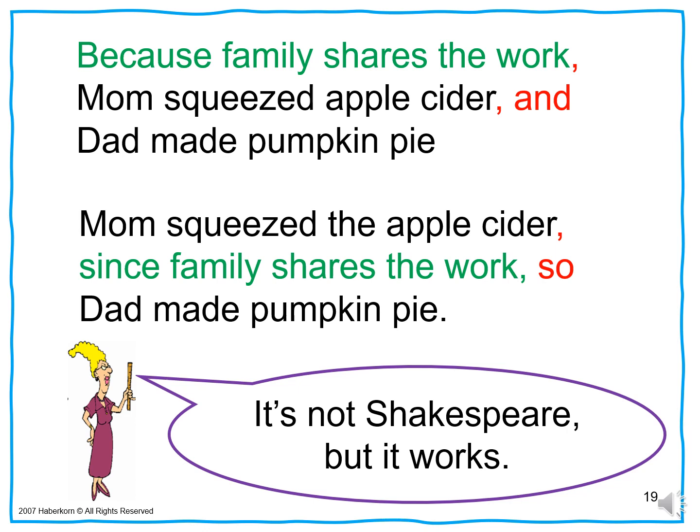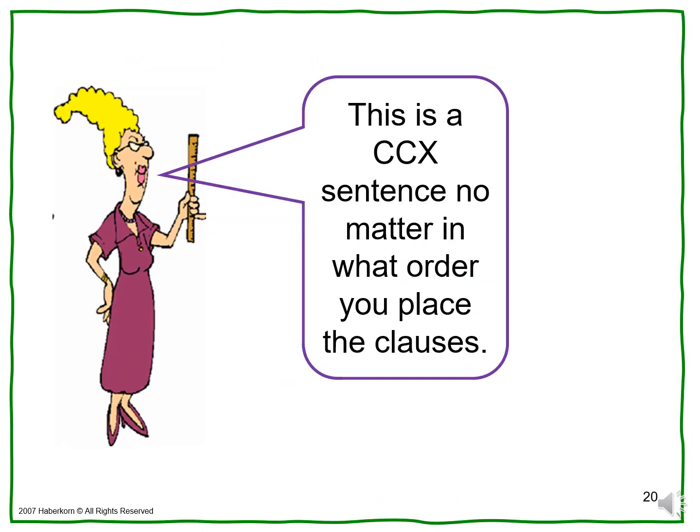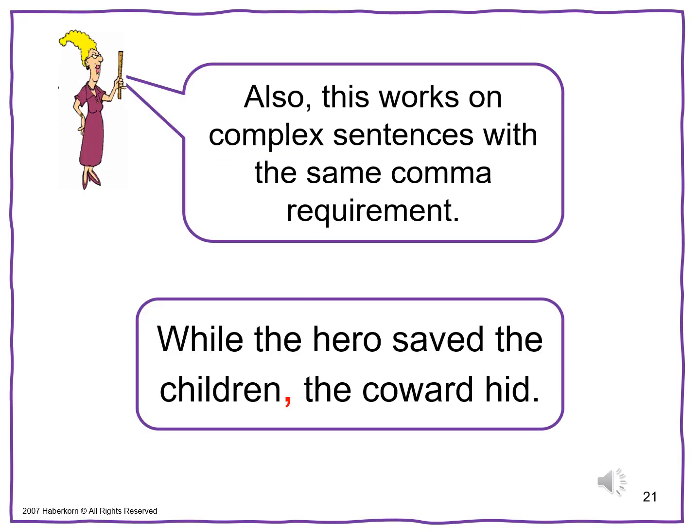So, because family shares the work, Mom squeezed apple cider and Dad made pumpkin pie. Or, Mom squeezed the apple cider since family shares the work, so Dad made pumpkin pies. It's not Shakespeare, but it works. This is a CCX sentence, compound complex sentence, no matter what order you place the clauses. By the way, this abbreviation method comes in monumentally important in Unit 2. This also works in complex sentences with the same comma requirement. While the hero saved the children, comma, the coward hid.